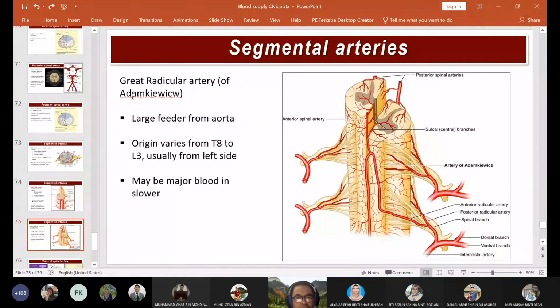The biggest one is called the great radicular artery of Adamkiewicz, and this is something you have to memorize a bit. The artery of Adamkiewicz comes off directly from the aorta. It usually varies from T8 to L3.